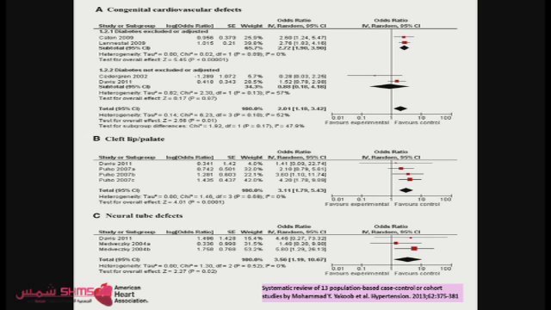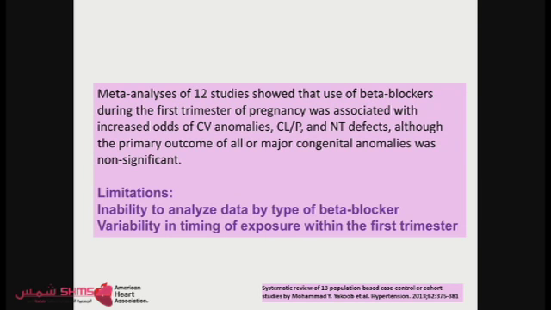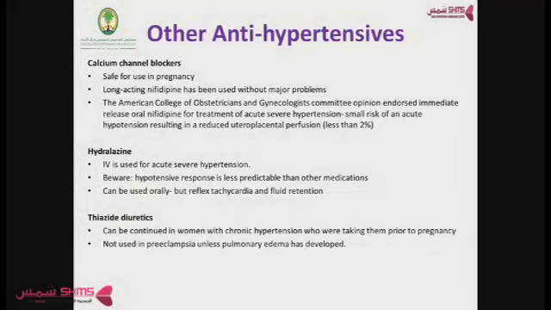complications or fetal abnormalities associated with the use of beta blockers in the first trimester of pregnancy, including cardiovascular abnormalities, facial clefts, and neural tube defects. So if we can avoid using beta blockers in the first trimester, it's better for the patient. So our good old friend is methyldopa, unless the patient develops hypertension later on in pregnancy, then you can use labetalol.